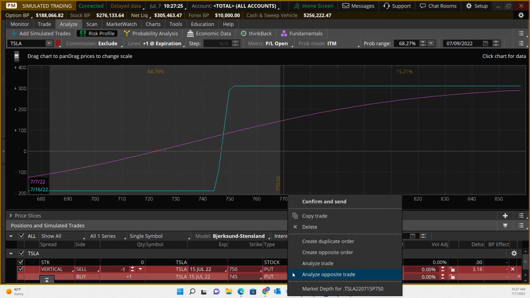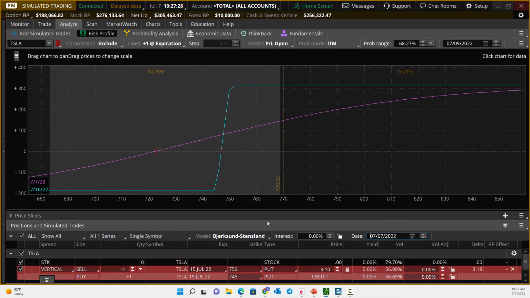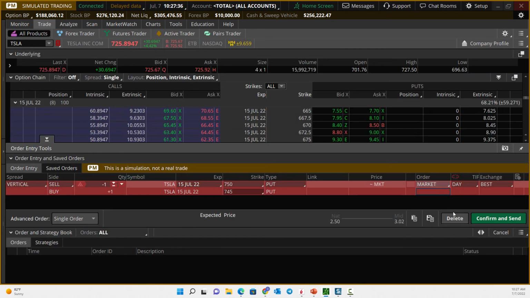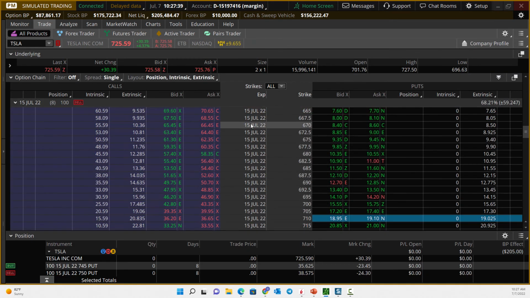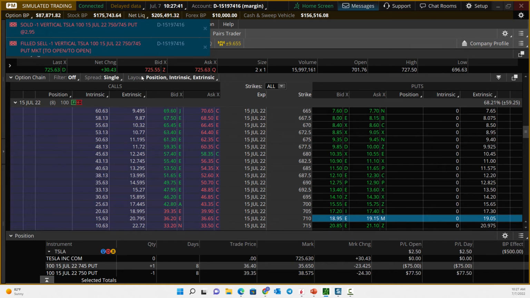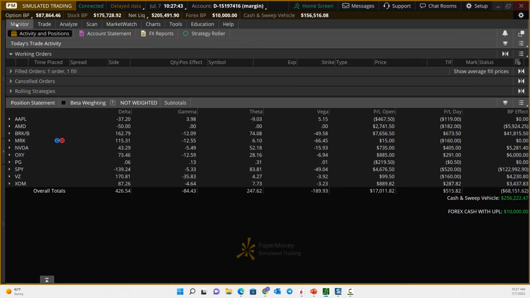Let's go ahead and put this one on. The only reason, let me hit a market order just so that we get assured of an execution. You wouldn't normally send a market order, of course. That's a very bad idea. But I just wanted it to execute.